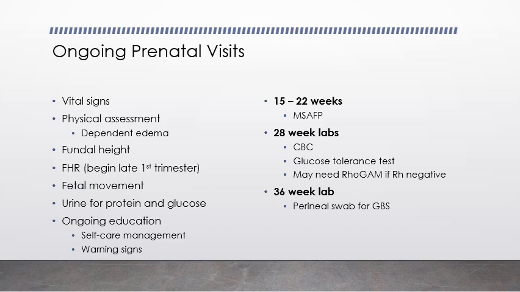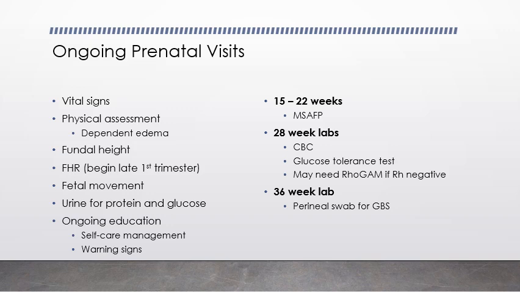The woman's expected to keep going to prenatal visits. Usually they're about monthly up through about the 6th month. Then they get more frequent. And of course, if there are complications, then the woman would go into the obstetrician office even more frequently. During these visits, they get vital signs, they do a physical assessment, measure that fundal height.